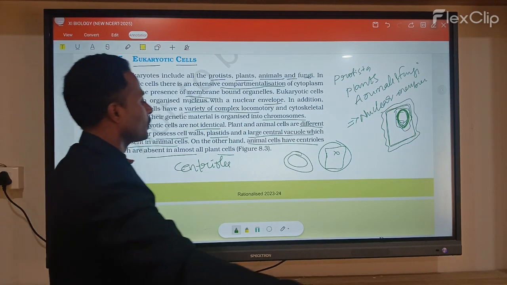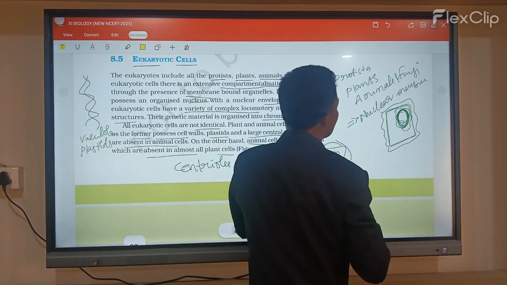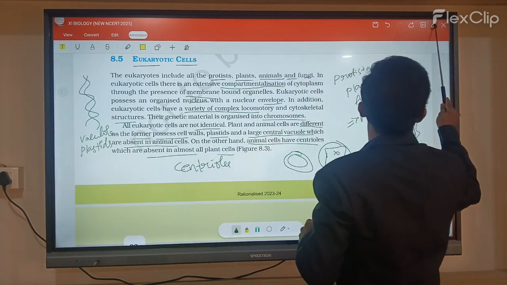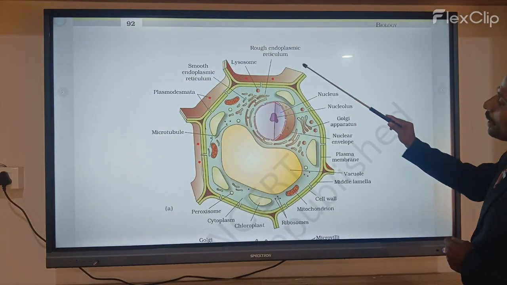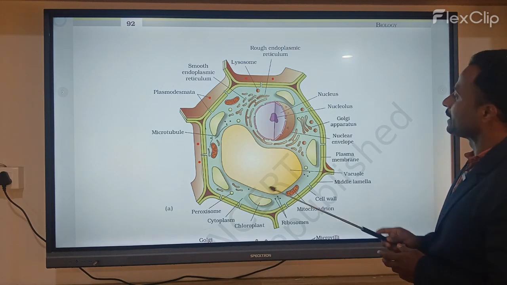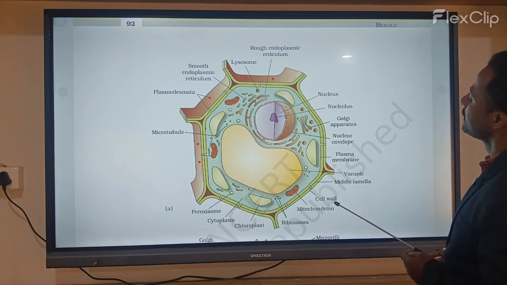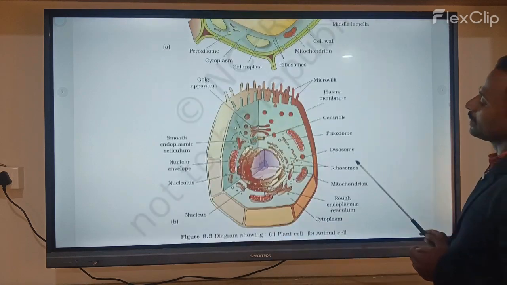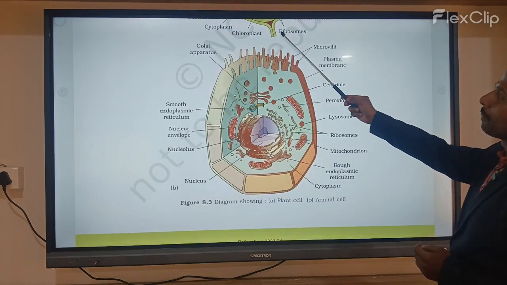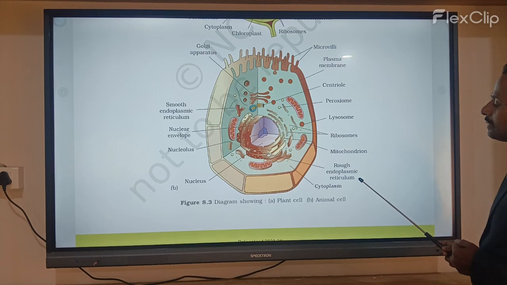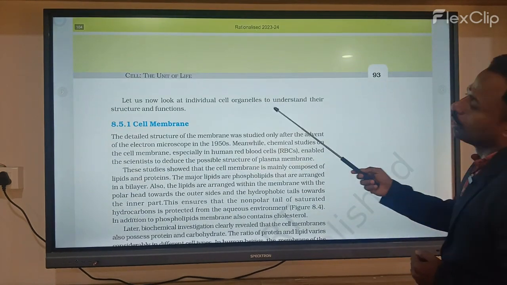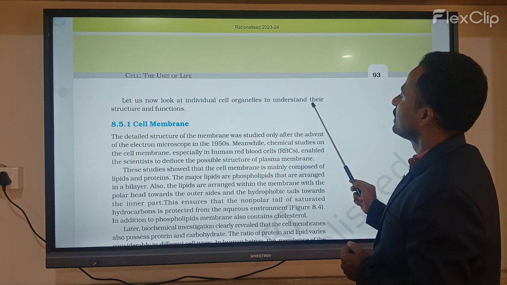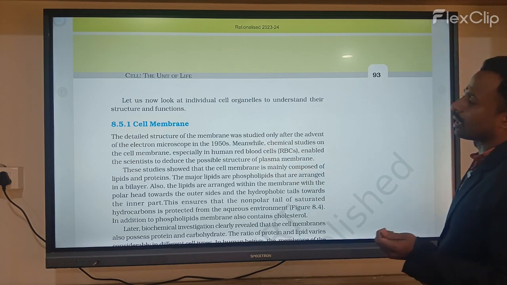See here, clearly the figure shows an entire plant cell, and now an animal cell. Here the cell wall is present, and here the cell wall is absent. Okay. Now let us look at individual cell organelles and understand their structure and function.